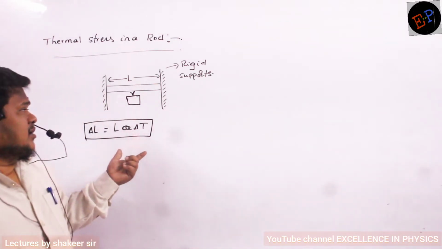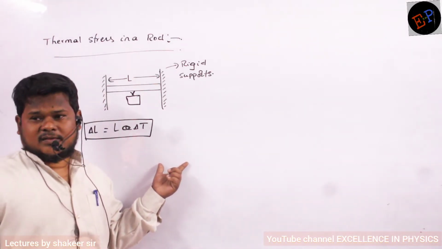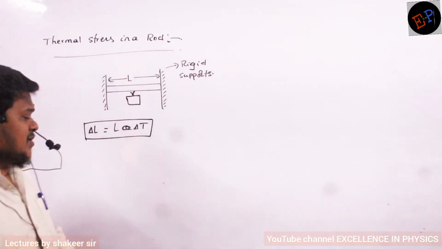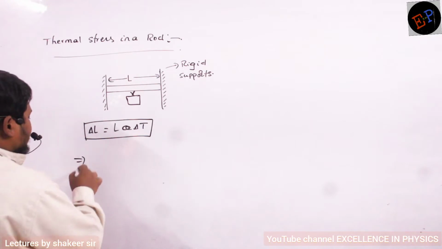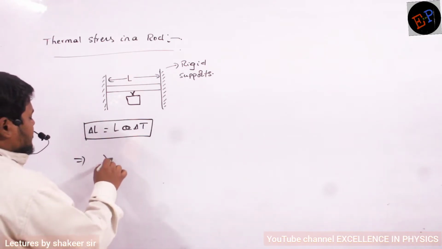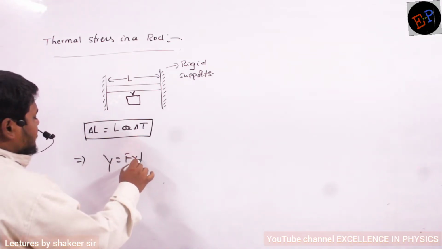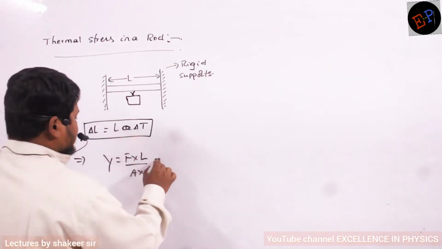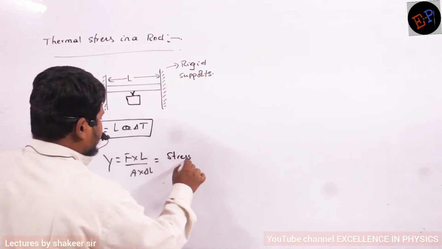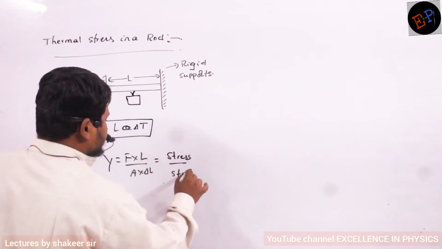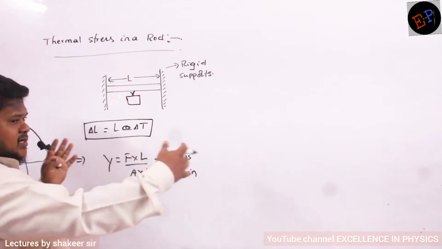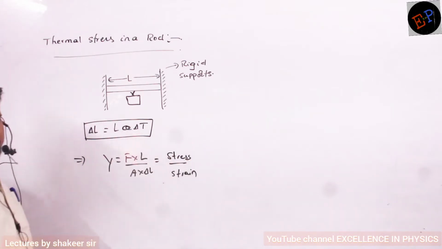So here we study the concept of mechanical properties of solids. In the elasticity topic, we study Young's modulus, which is equal to F into L divided by A into delta L. This is what I will write. The ratio of stress divided by strain is called the modulus of elasticity, and if you take stress and strain lengthwise, then it is called Young's modulus of elasticity.